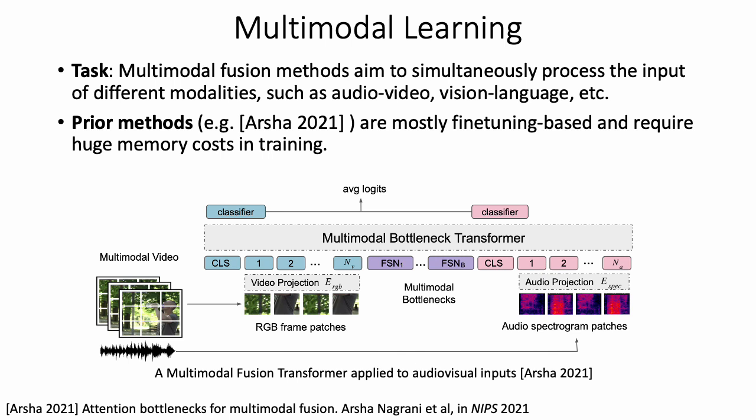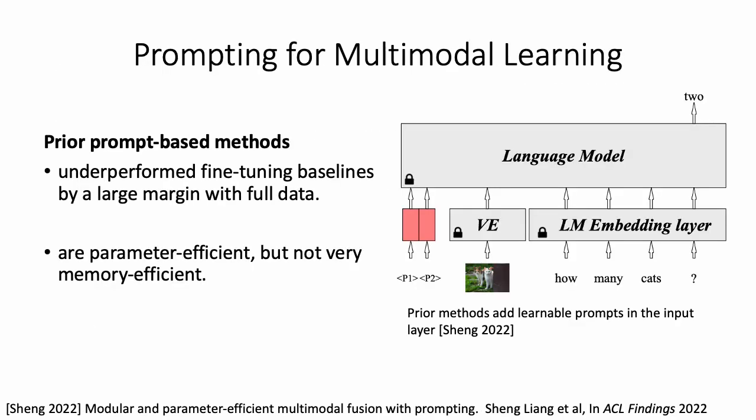Multimodal fusion methods aim to simultaneously process the input of different modalities, such as audio and video, vision and language, etc. Prior methods are mostly fine-tuning based and require huge memory costs during training. Recently, prompt-based methods have been very popular since they are pretty efficient.